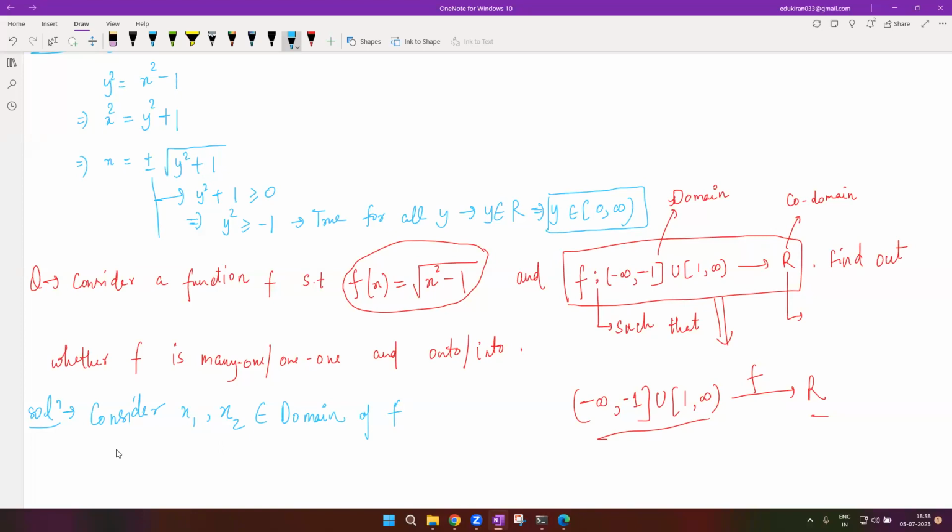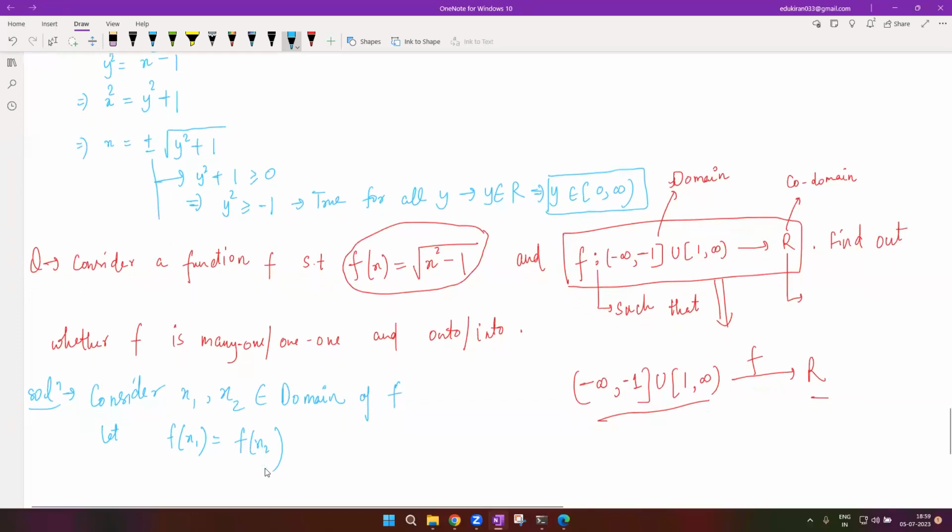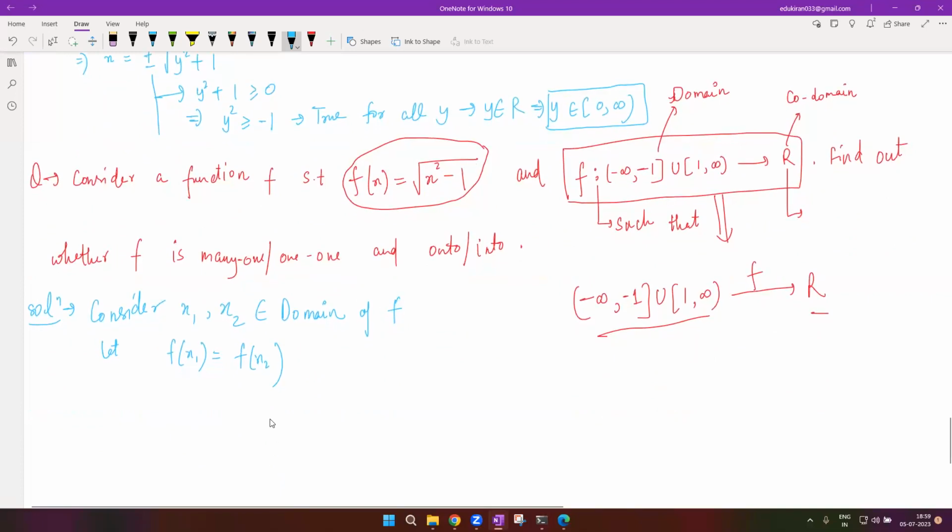Now what I'm doing is I will assume that f(x1) and f(x2) are both the same. If I want to interpret this, this expression is saying that the output at x1 and the output at x2 are both the same. And I have assumed this. I don't know whether this is true or not. How would I know? I would solve the expression f(x1) is equal to f(x2).